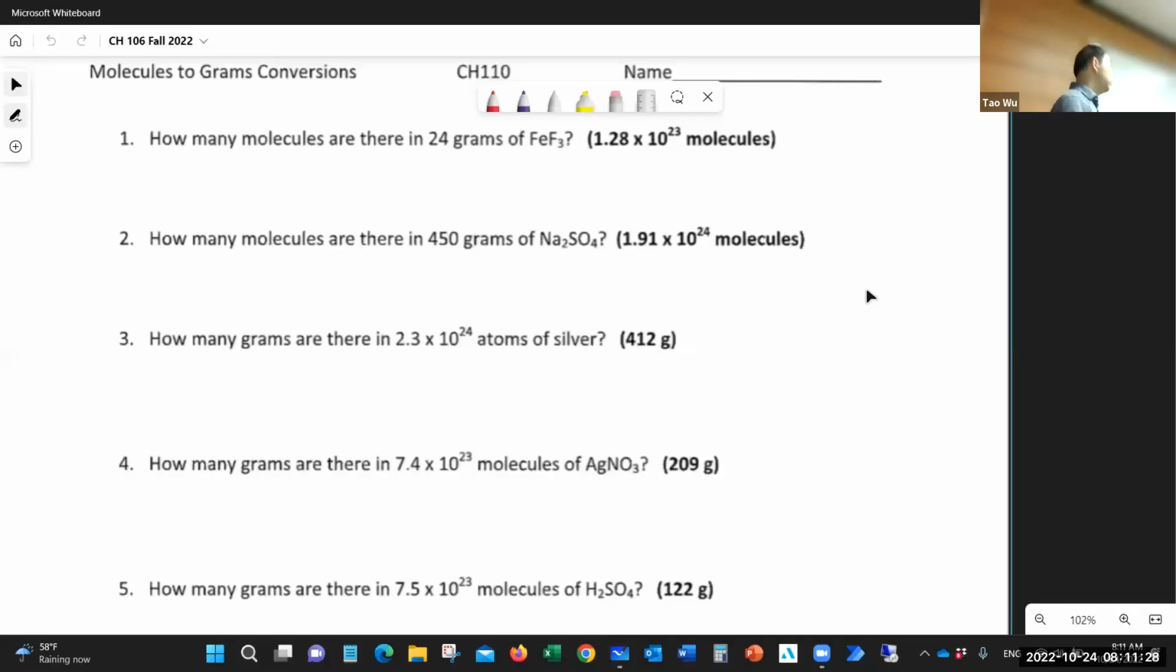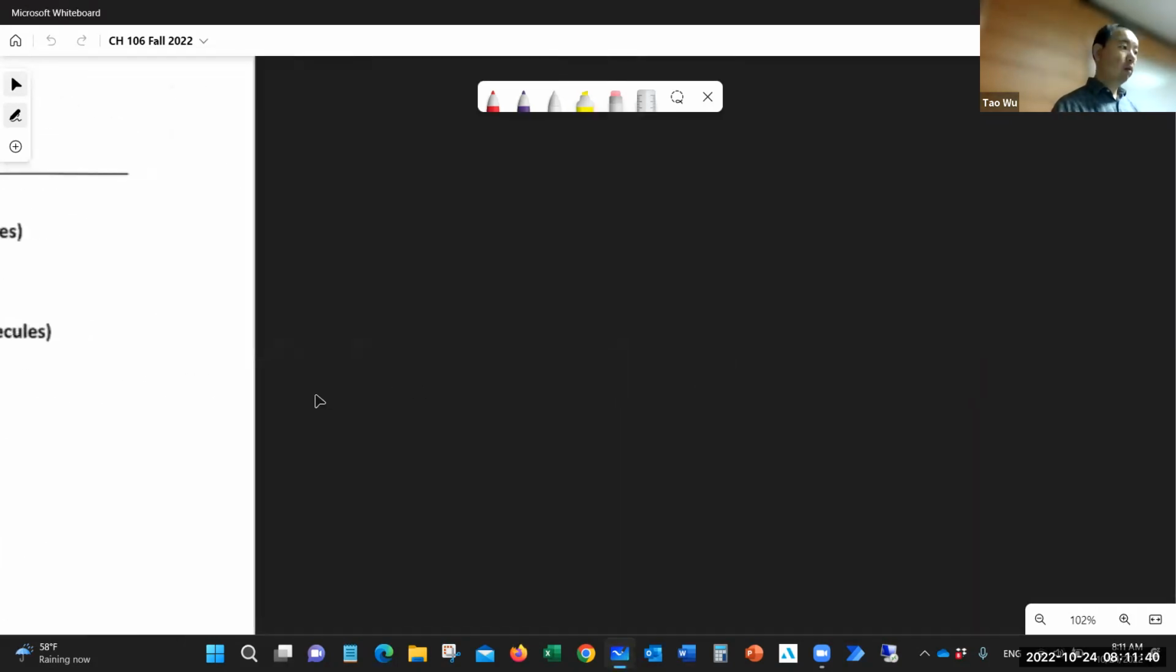So last time we talked about three things. The first thing is the molar mass, or it's called the formula mass. Okay, last time we talked about the formula mass.